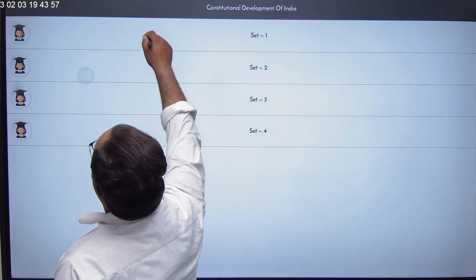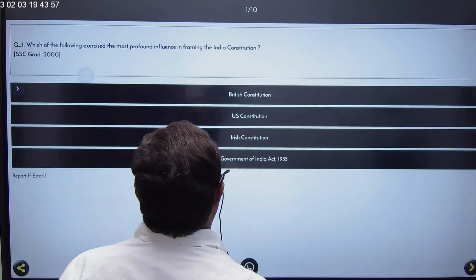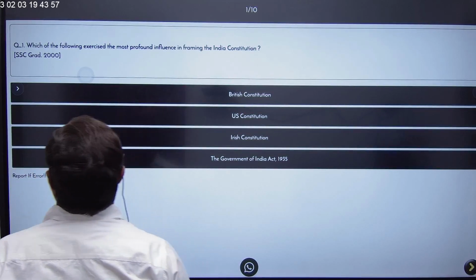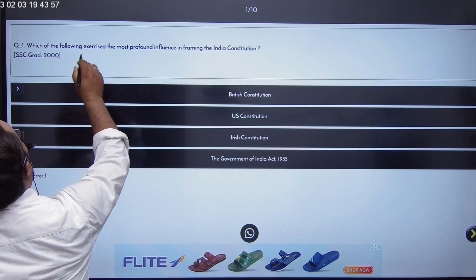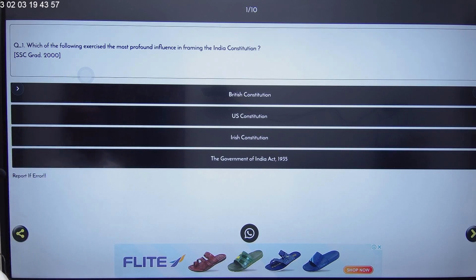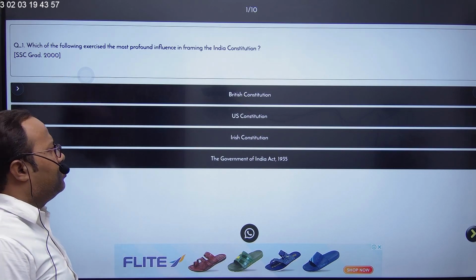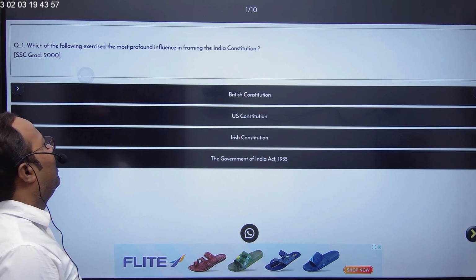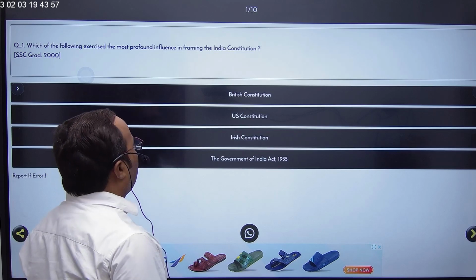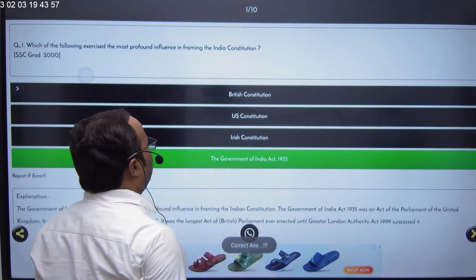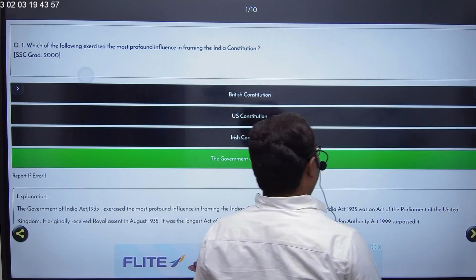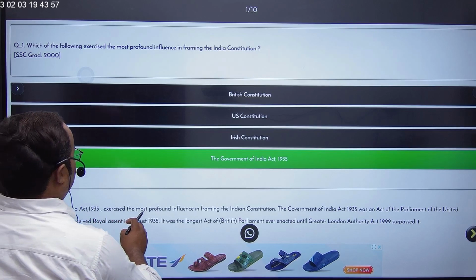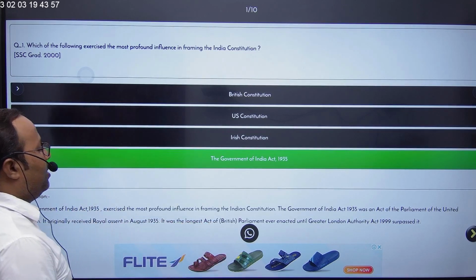So the first set I am going to study here. The first question is: Which of the following exercised the most profound influence in framing the Indian Constitution? That is the Government of India Act 1935. The Government of India Act 1935 exercised the most profound influence in framing the Indian Constitution.